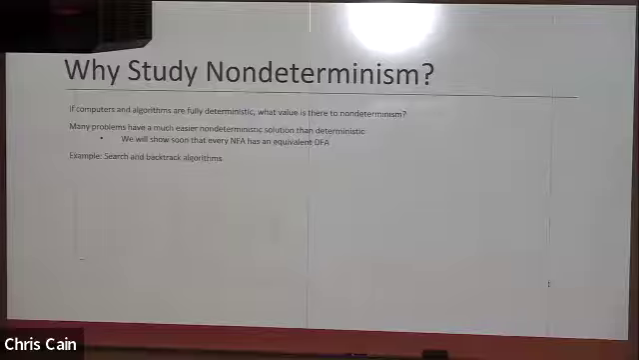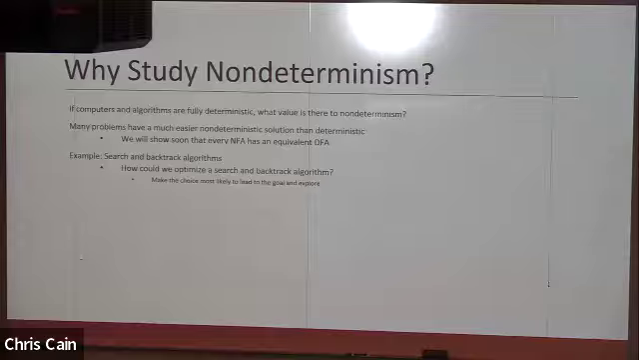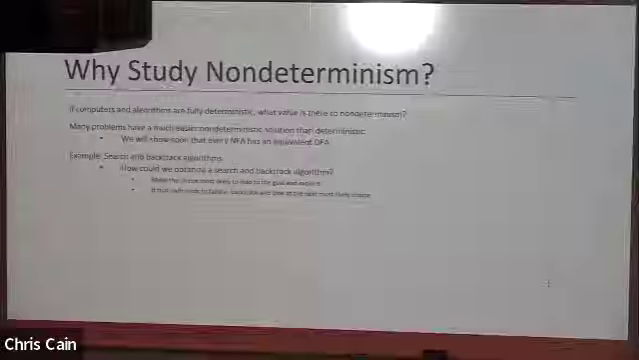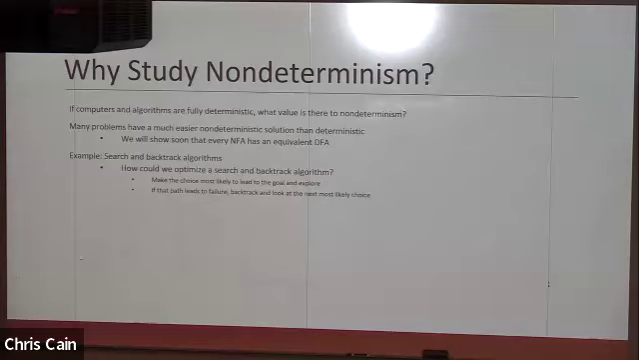As an example, anytime we have a search and backtrack algorithm, thoughts for optimizing them, we could just make the choice that is most likely to lead to the goal and explore that. That's how we've handled it deterministically. But if the path leads to failure, then we backtrack and look at the next most likely choice. And that's how we can optimize for this. Even though in the worst case, nothing changes, we can lead the average case closer and closer to the best case if we can find a way to determine what is most likely to lead to a solution.